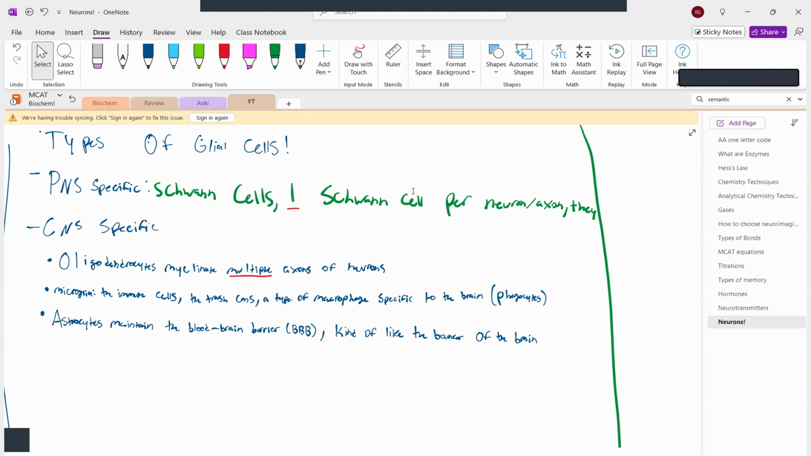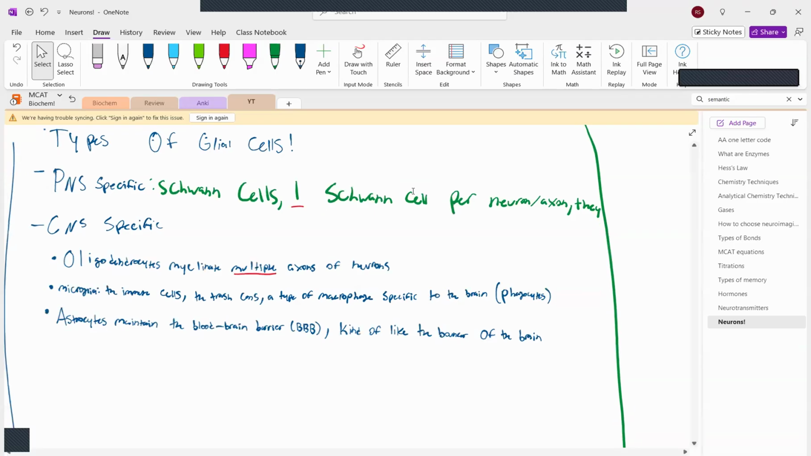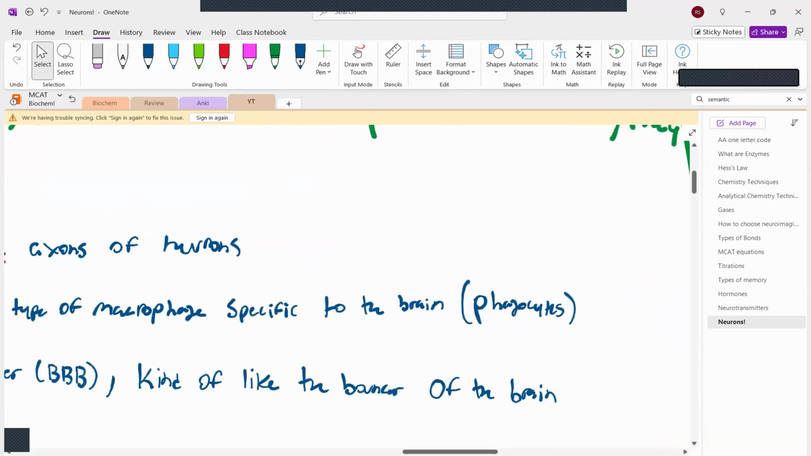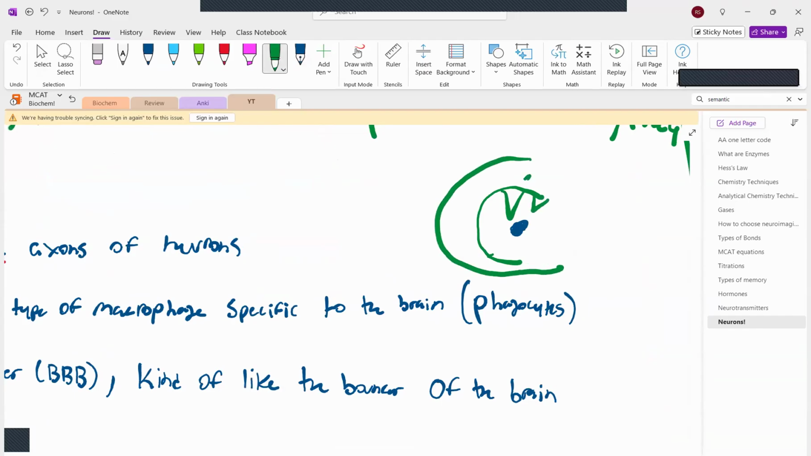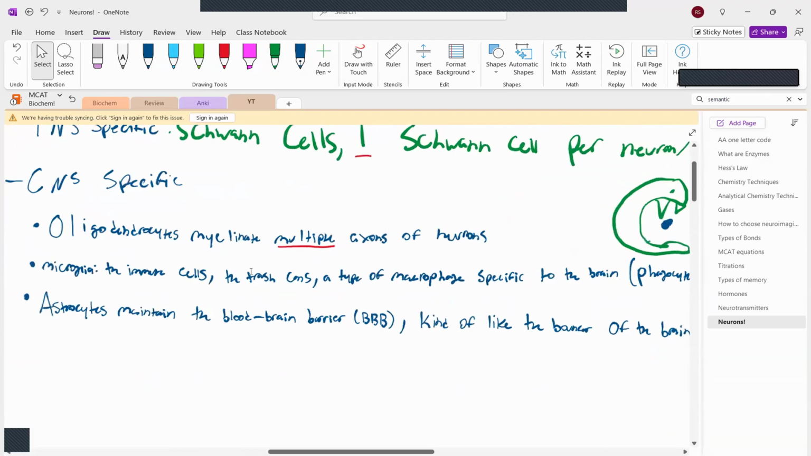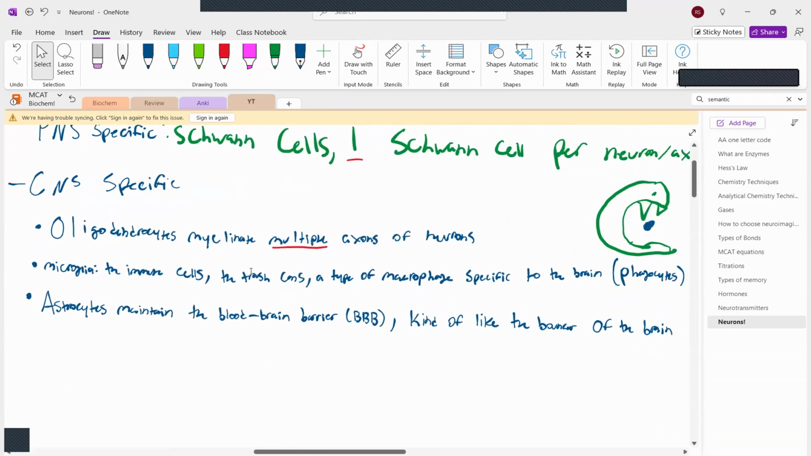And then, as I said, oligodendrocytes myelinate multiple axons of neurons. Then you have your microglia, which are your immune cells. They're phagocytes. Phagocytes surround what they mark as something other, something that shouldn't be there, and they just eat it. This is my phagocyte. Boom. It absorbs it into itself. They're kind of like the trash cans. They're a type of macrophage, which are phagocytes.